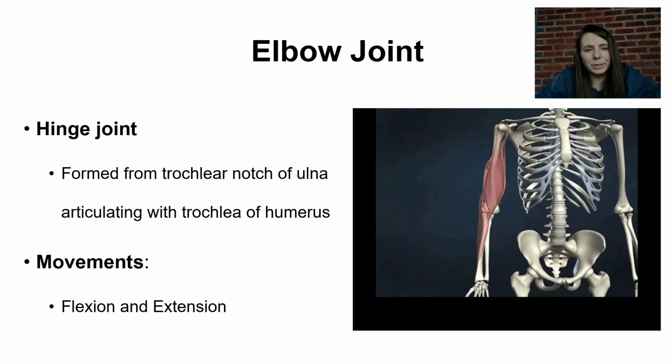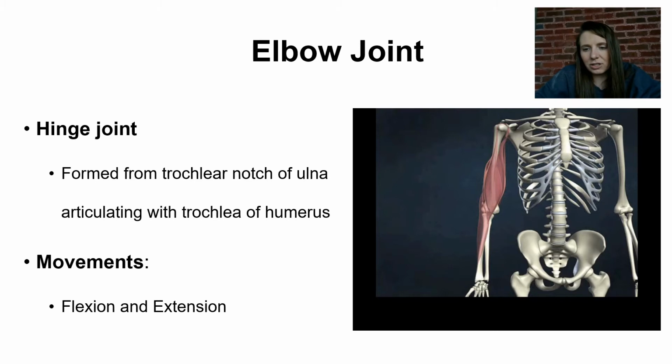So the elbow joint is a hinged joint, and it's actually formed from the trochlear notch of the ulna, which goes on to articulate with the trochlea of the humerus. And the movements that can be performed here are flexion and extension, because this is a uniaxial joint. So let's watch this video.